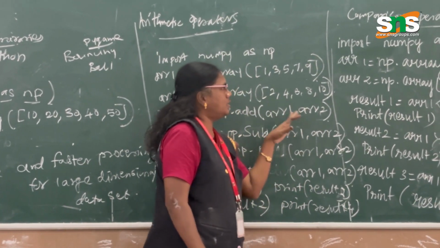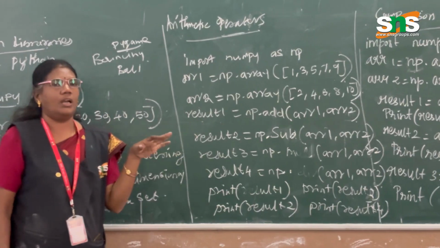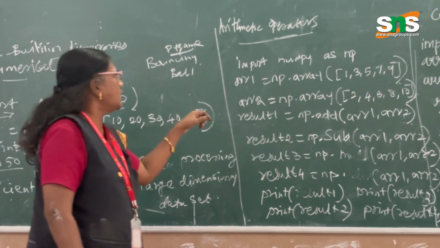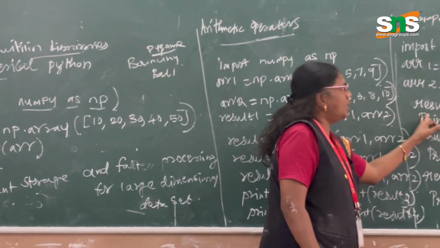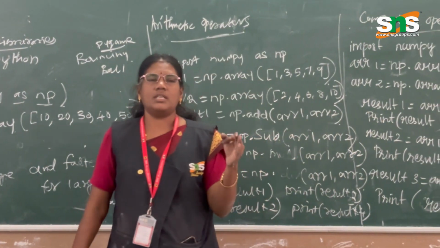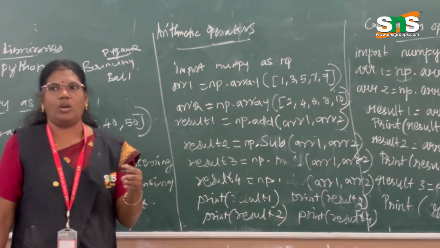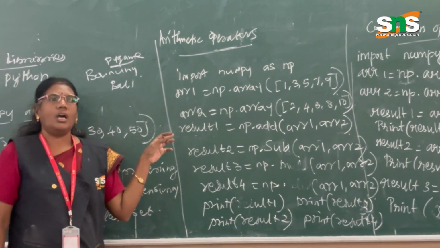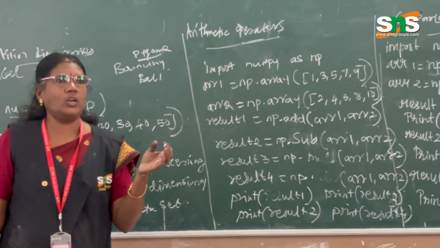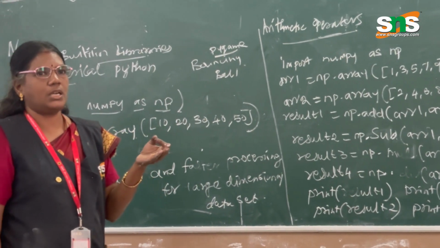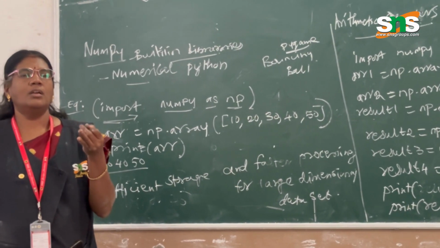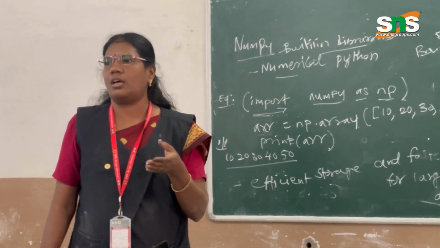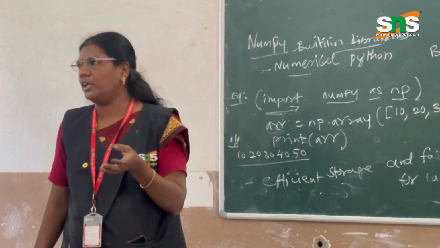Next we will see many operations in NumPy. First one is arithmetic operation. Second one is comparison operation. Third one is string operation. Let us see one by one. First one is arithmetic operation. Arithmetic operation, all of you know about. Some of the arithmetic operations are add, subtract, multiplication, division, modulus, floor division, etc. These are the various arithmetic operations.